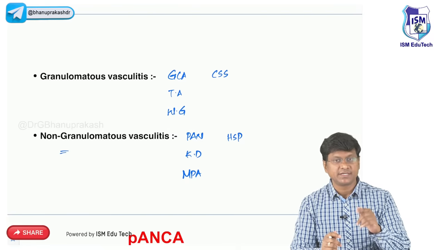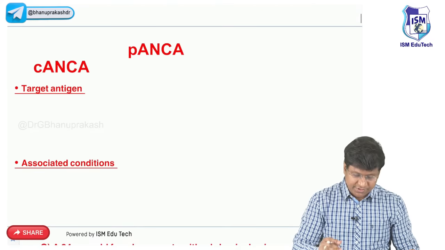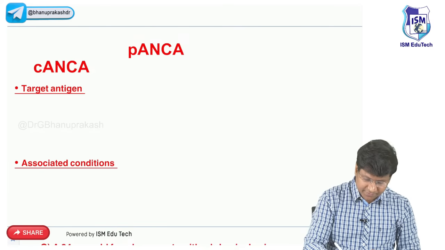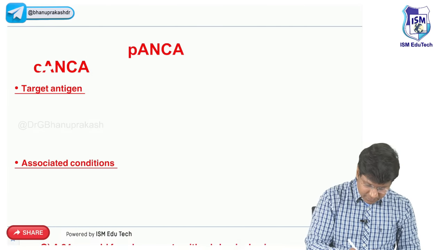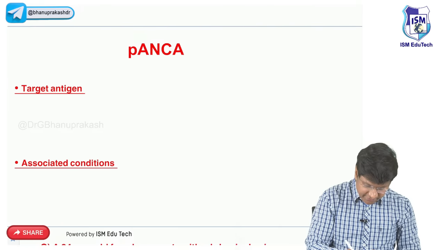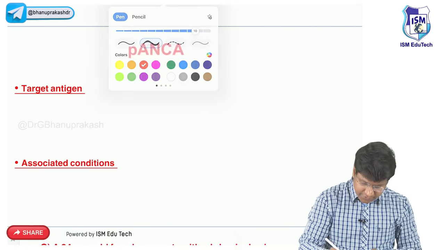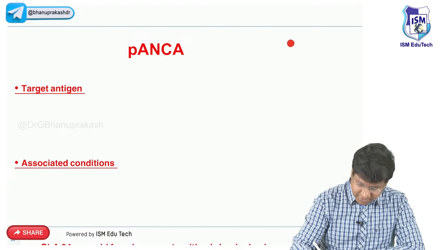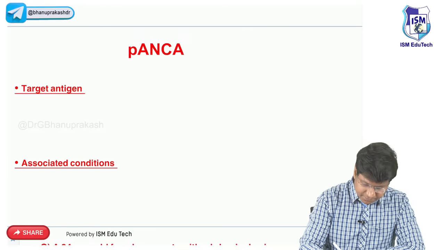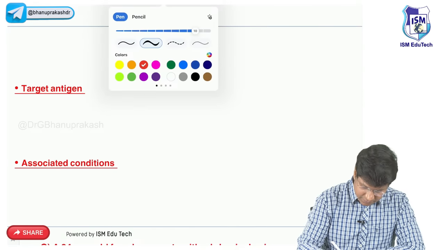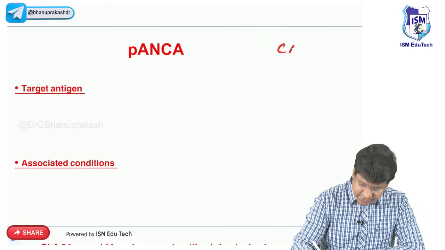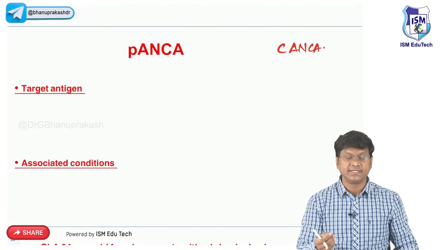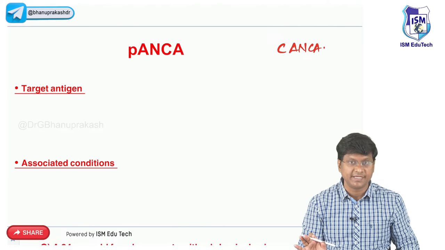Now, in case of vasculitis, another important classification is the type of antibody, right? So you should be aware of the antibodies. We have P-ANCA and as well as C-ANCA. So these two are the antibodies. What exactly is ANCA? That is anti-neutrophilic cytoplasmic antibody.